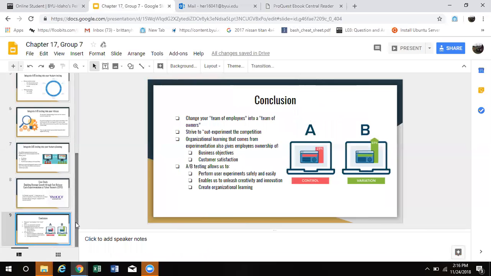So a conclusion for this chapter is change your team of employees into a team of owners and strive to out-experiment the competition. Organizational learning that comes from experimentation also gives employees ownership of business objectives and customer satisfaction. A/B testing allows us to perform user experiments safely and easily. It enables us to unleash creativity and innovation and create organizational learning. So this was a great chapter on learning how to better websites and really get experiments going so that we make sure that we have great customer satisfaction.